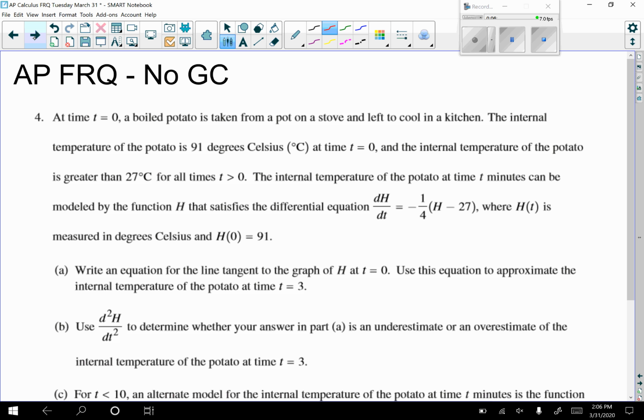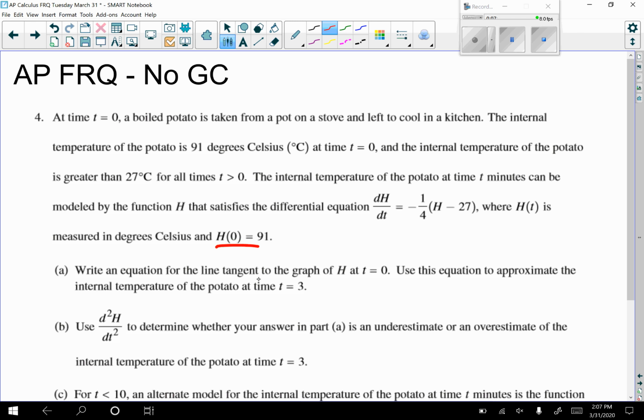This one was no calculator, and a little bit to read here just to go over it. It gives us some information here. We have an initial condition that's mentioned here at the top, and then again at the very bottom, that h at time t equals 0 is 91, in degrees Celsius. We have that the internal temp of the potato is greater than 27 degrees for all times t that are greater than 0. The internal temp of the potato can be modeled by the function h that satisfies this differential equation, where h of t, again, is measured in degrees Celsius.